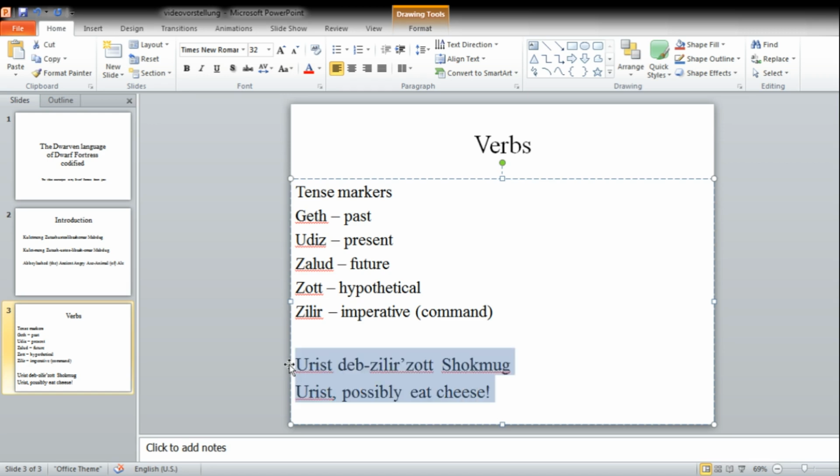Okay. And so you can see that a word is marked as a verb by putting it in the correct place in the sentence after the subject, and also by giving it one of these endings. We could also make other words into verbs too. And in Dwarven, nouns, verbs, and adjectives are interchangeable. They can become anything. So remember, ustos is anger, but what if I said ustos udiz? Well, what does that mean? Jurist angry present cheese. Well, how about Jurist angers cheese?